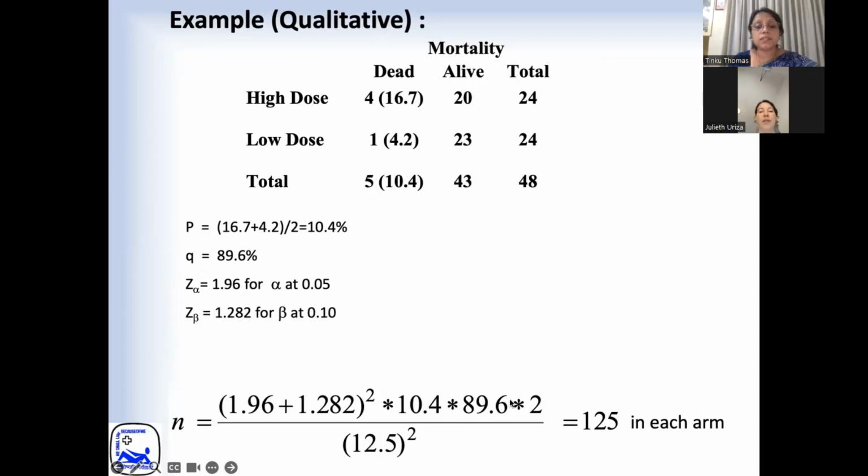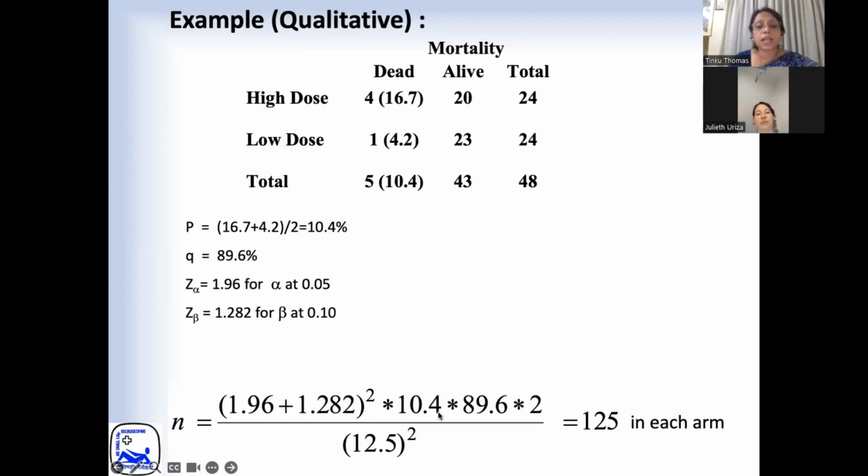So 10.4 is the average mortality between the two groups. And this is 100 minus the average mortality, which is Q in our formula. And then this is 90% power, because if our type 2 error is 10%, that means power is 90%. So corresponding to 90% power, we have a standard value of 1.282. Corresponding to our 5% type 1 error, we have a standard value of 1.96. So these are fixed. This is what we have to get from literature or from previous studies.